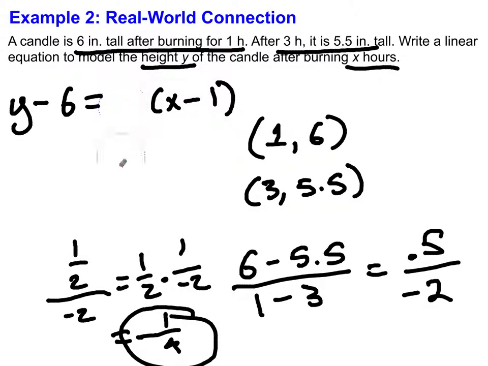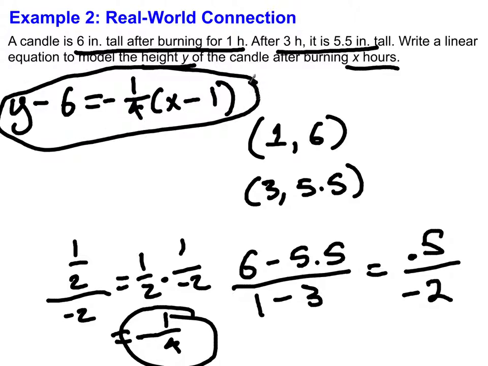So let's go ahead and replace the slope here with negative 1 over 4. Here's the equation of our line.